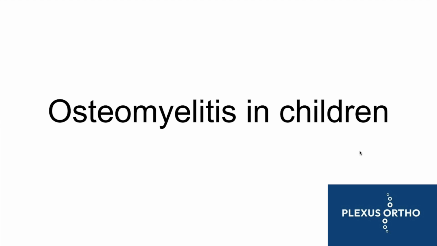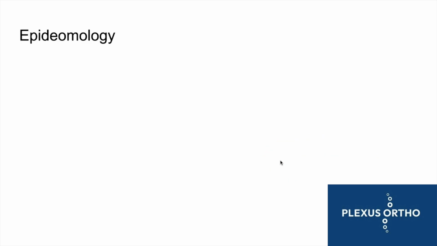So osteomyelitis is very common in the pediatric age group. In fact, you can see it in about 1 in 5,000 children in childhood, and it is basically a result of hematogenous seeding of bacteria to the metaphyseal region of the bone. That is the most common reason why osteomyelitis occurs in children. So with that introduction, let's go to the epidemiology.